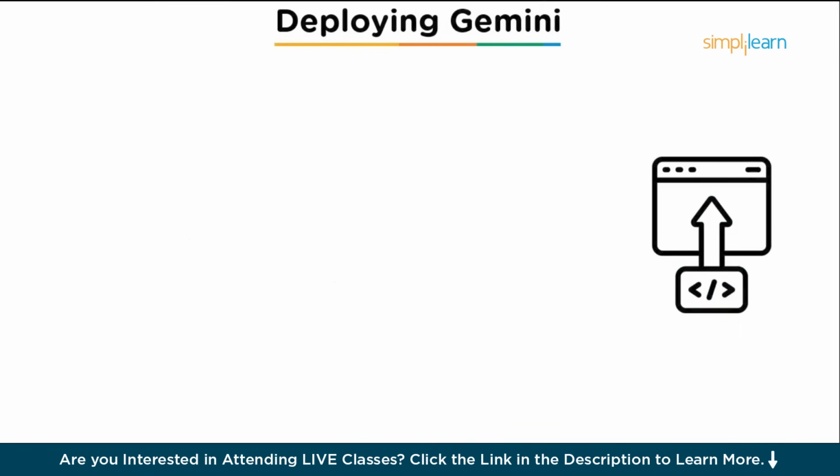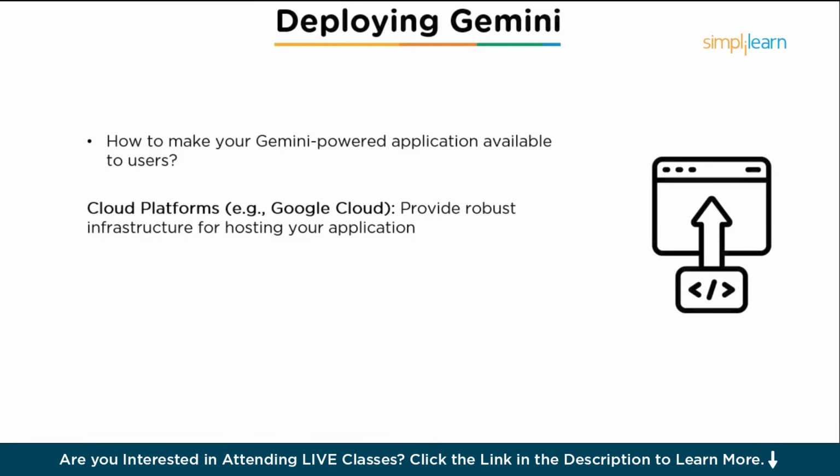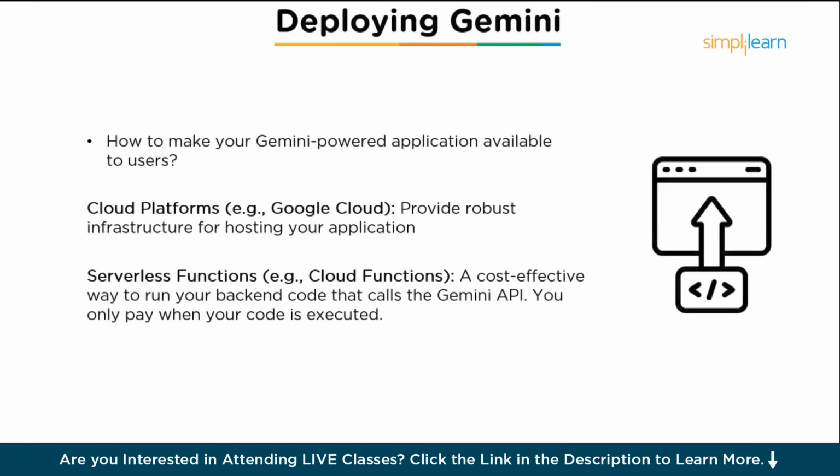Once you have developed your Gemini powered application, the next crucial step is deploying Gemini to make your application available to users. This primarily involves leveraging cloud platforms such as Google Cloud, which provides a robust infrastructure necessary for hosting your application and managing its backend. Alternatively, for a more cost effective approach to running the background code that can call the Gemini API, you can utilize serverless functions like Cloud Functions, where you only incur cost when your code is actively executed, offering a scalable and efficient development model without managing servers.